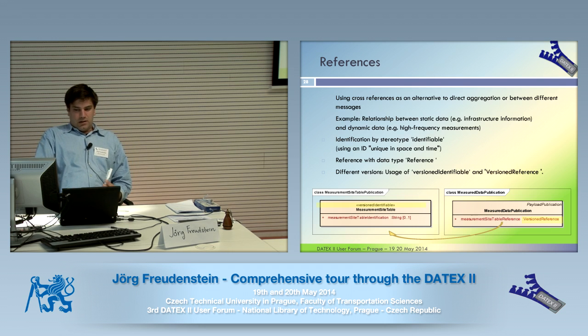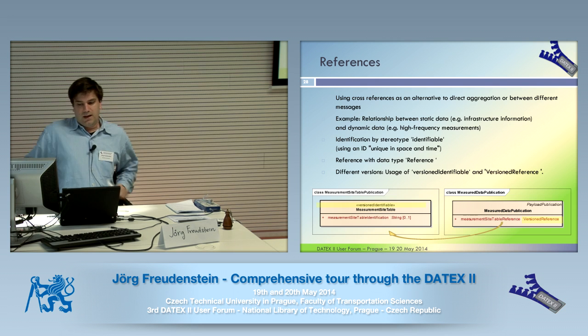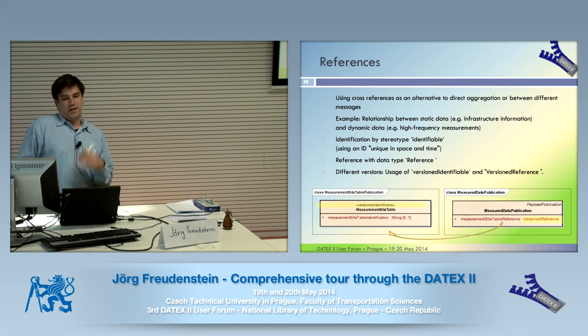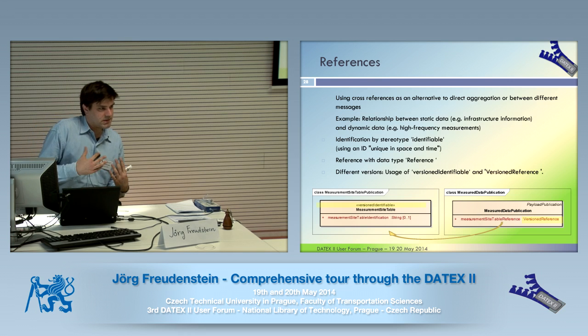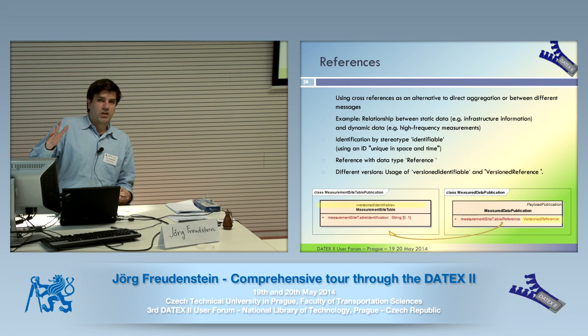And that means you can, of course, make references in Datex. You do this with a stereotype, which is called version identifiable or identifiable. These are two possibilities to do it. And this means that this component, in this case here we have a measurement site table, becomes an internal ID. So it's an object you can reference. Yeah? You are not talking about some anonymous object which you cannot identify anymore, but you are talking about this special measurement site table.